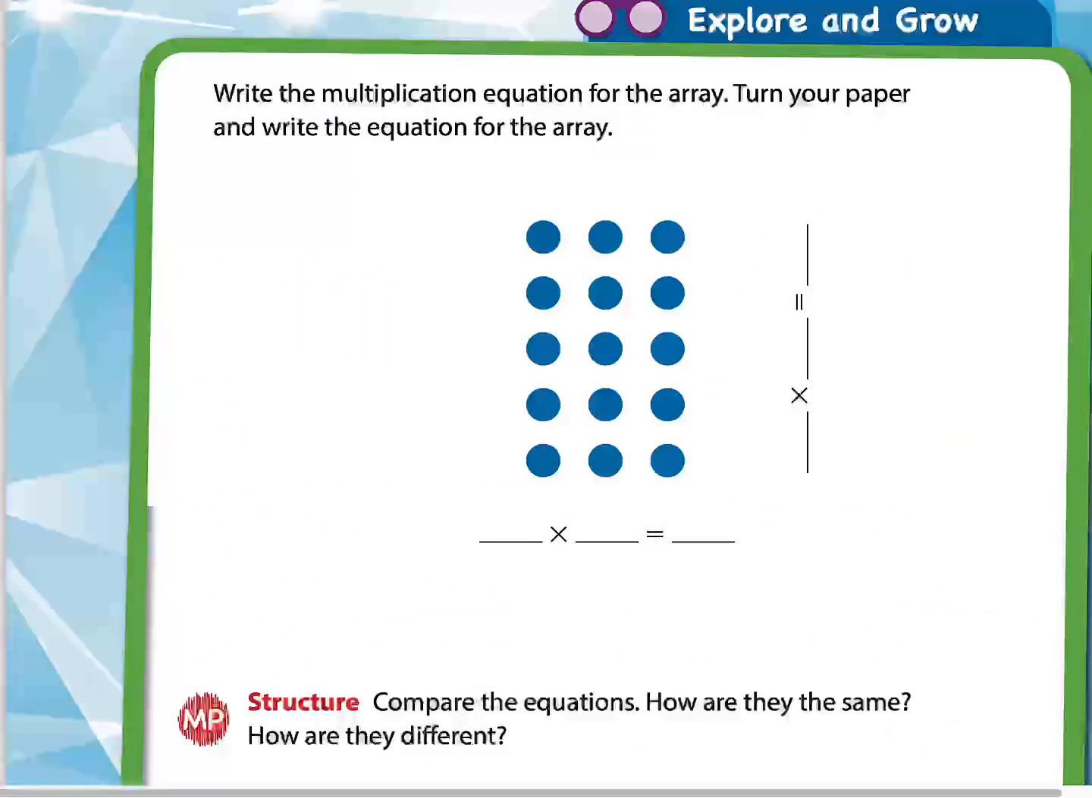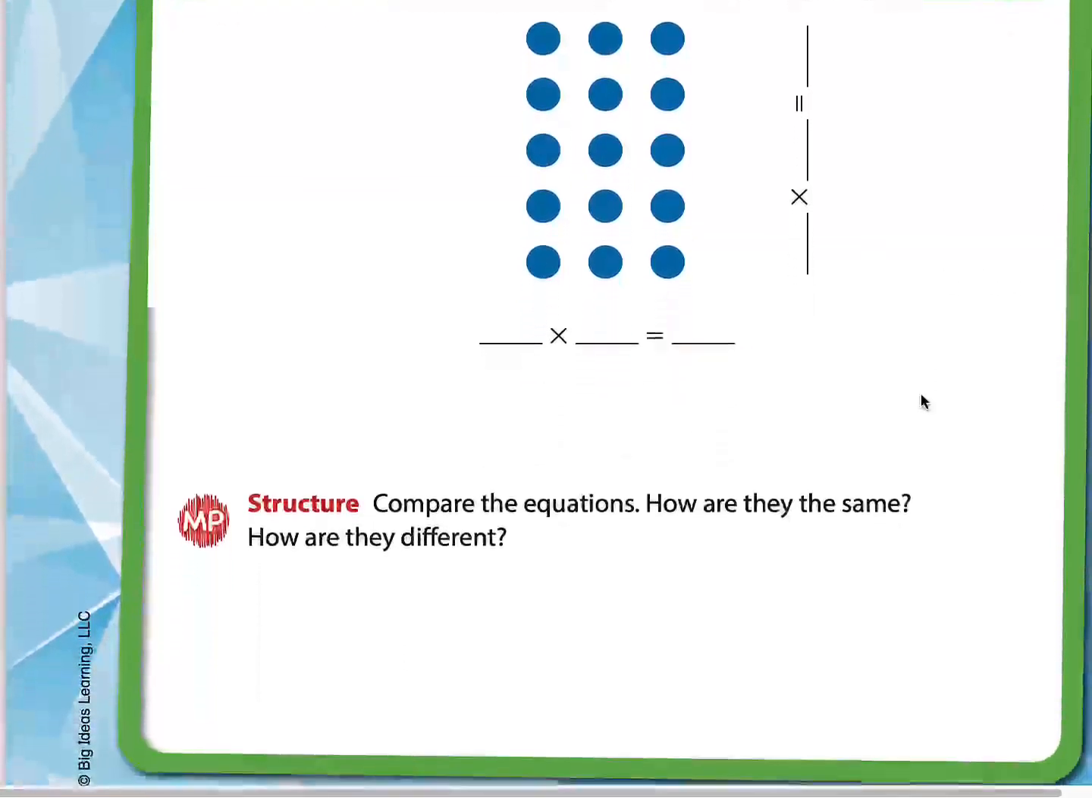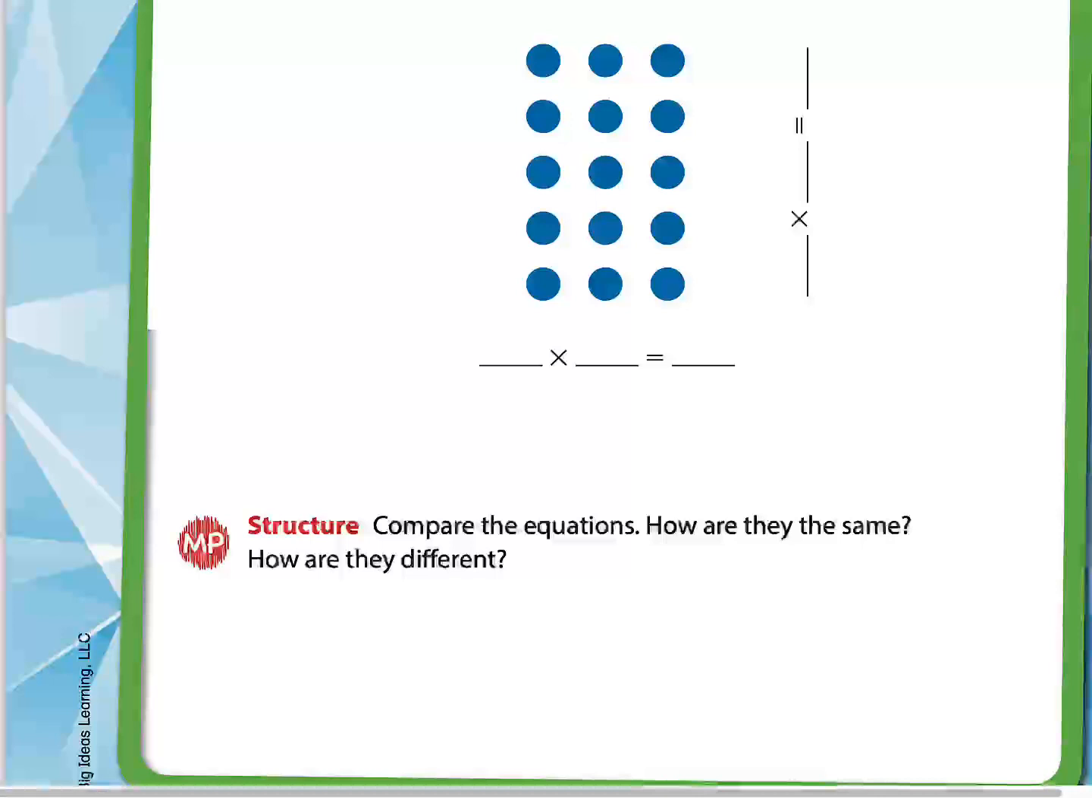So now let's write the answer. We have here 3 times 5, rows and columns, so 15. I need to go up a little bit so we can see the question down here. Okay, so here we said 5 times 3 equals 15, and here we said 3 times 5 equals 15.